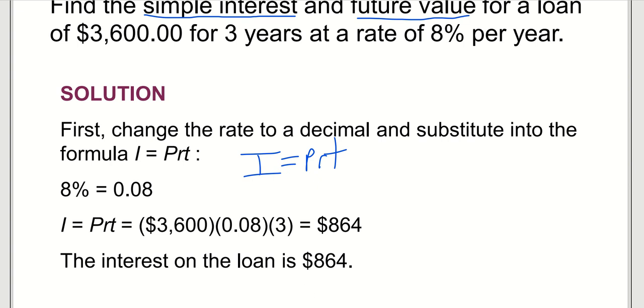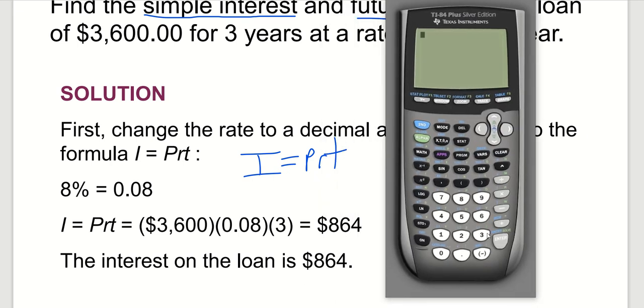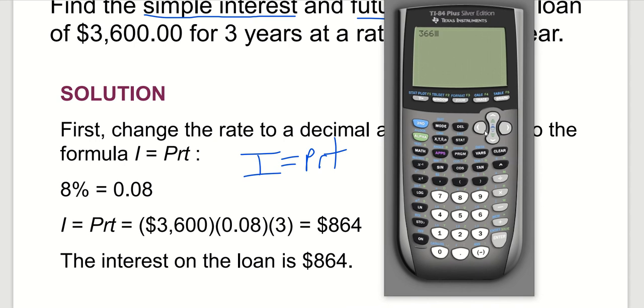If we simply plug this into our calculator, I would do 3,600 times 0.08 times 3, and that would tell us that we would have earned $864 worth of interest. So that's the interest.